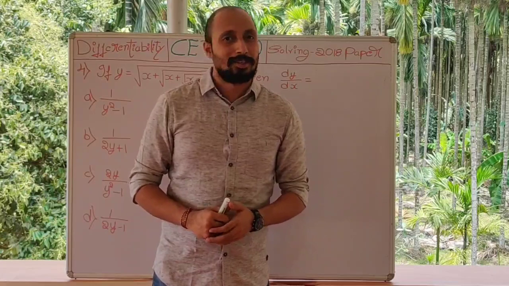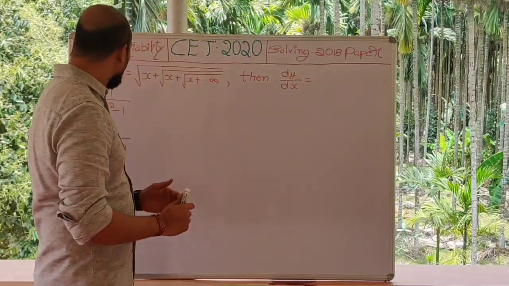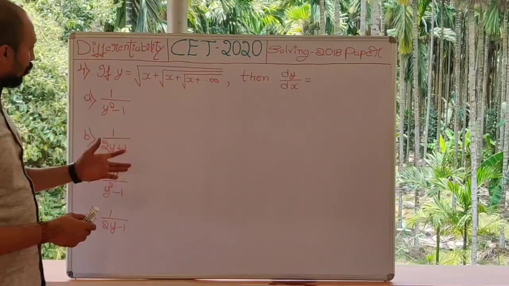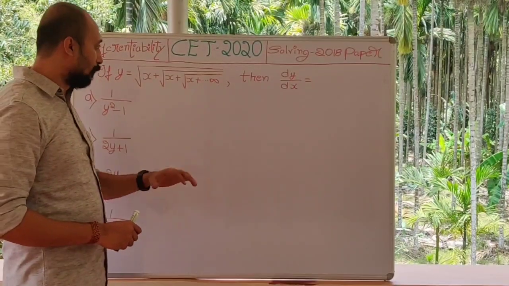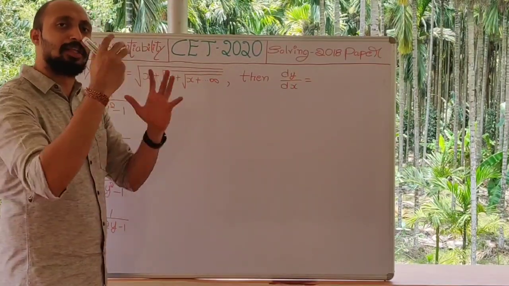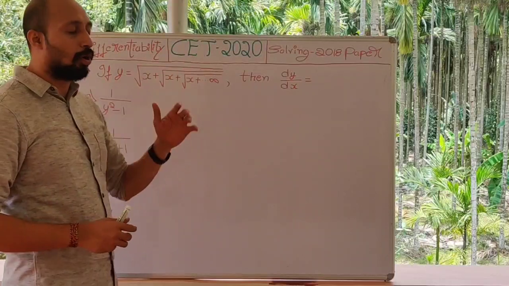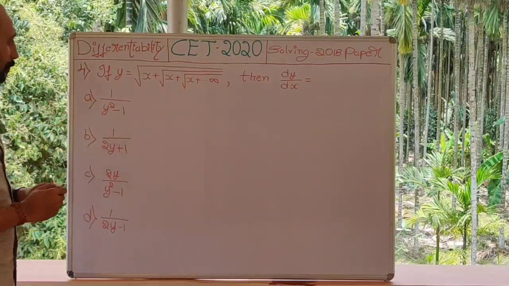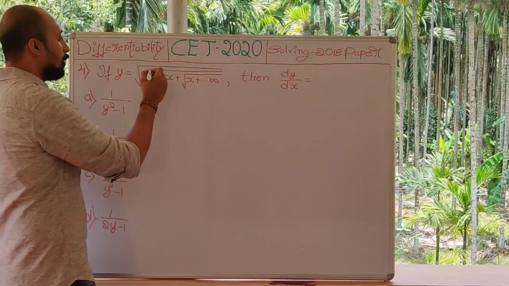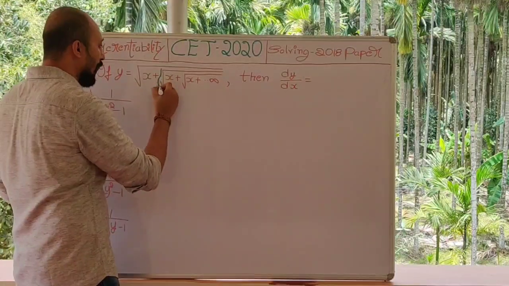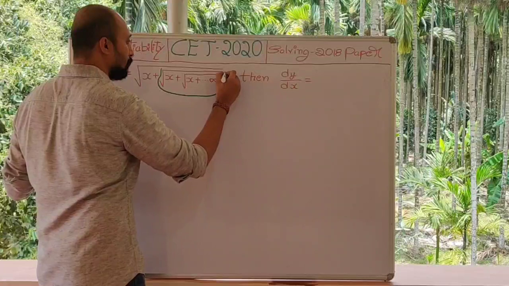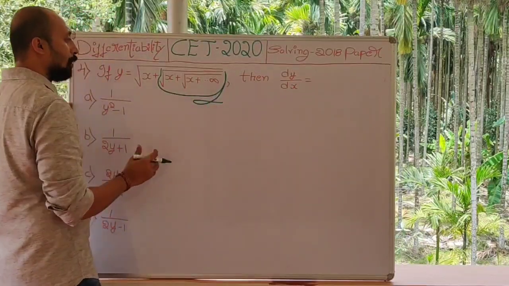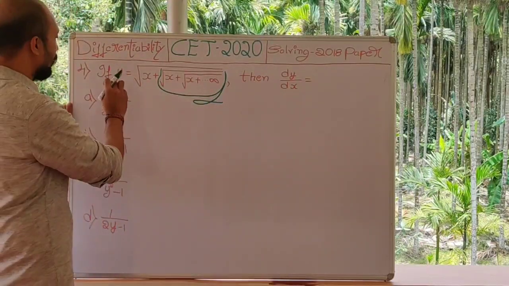So people, this is the fourth question. If y is equal to root of x plus, again root of x plus, again root of x plus, if this goes up to infinity, then what is dy by dx? You can clearly understand something here. This value could be called y, because this value contains all the values of this y.